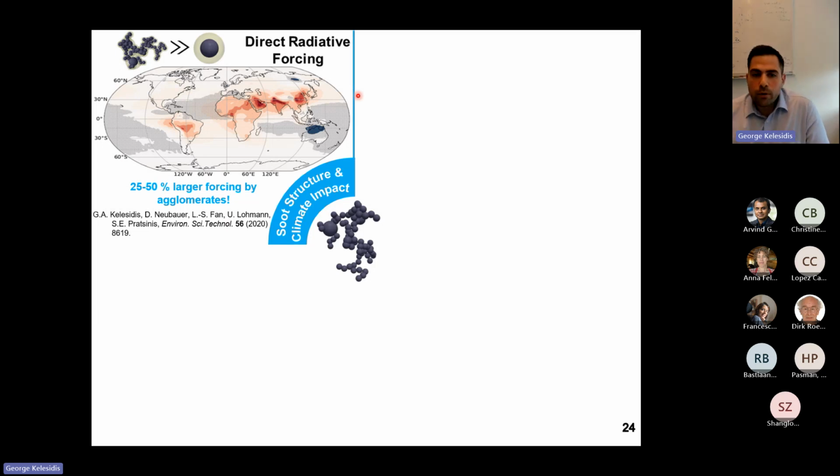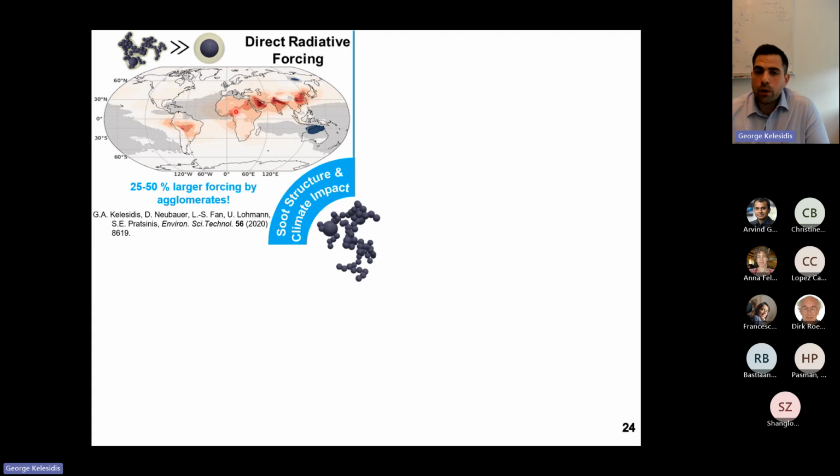So that way we showed that accounting for the realistic agglomerate structure of soot increases globally the direct radiative forcing of soot by 25 to 50%, and it explains nicely satellite observations. Most importantly, this model showed that at the hotspots of China, India, the Arabian Peninsula, and Western Sub-Saharan Africa, soot nanoparticles can increase the temperature by 0.75 to 1.25 degrees.